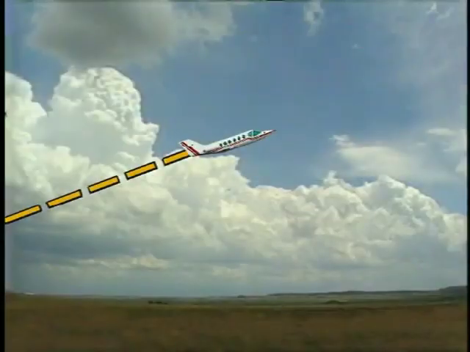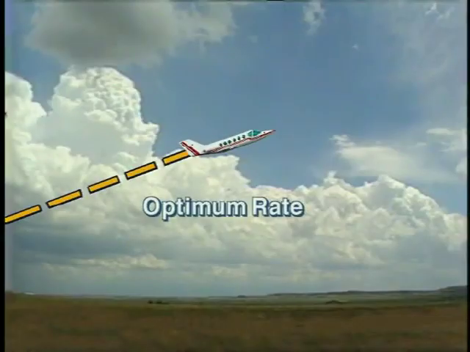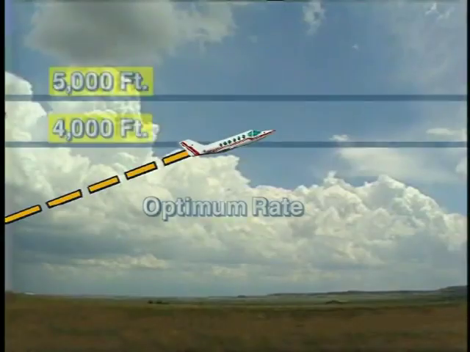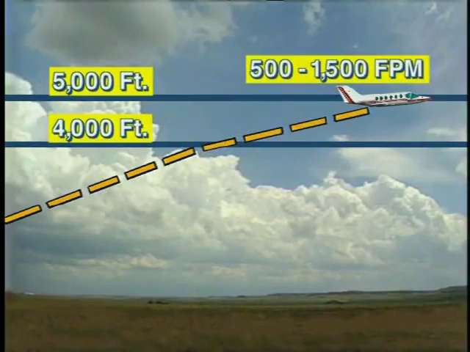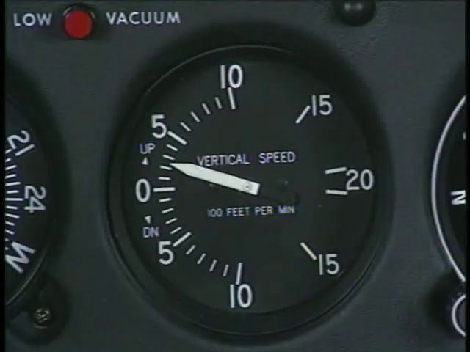When climbing to your assigned altitude, ATC expects you to climb at the optimum rate for your aircraft until you're within 1,000 feet of your target altitude. Then slow your rate to 500 to 1,500 feet per minute until you begin to level off. If you cannot maintain at least 500 feet per minute throughout the climb, you must notify ATC of your actual rate.